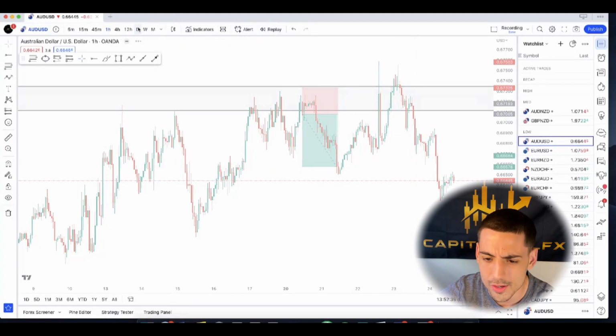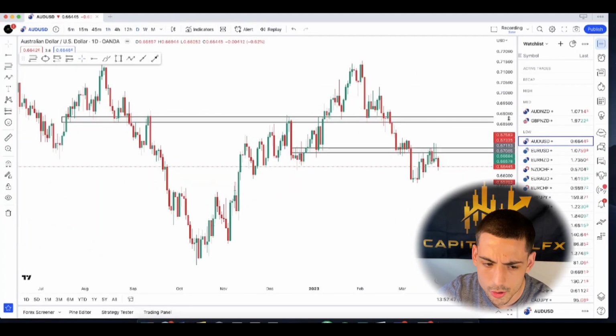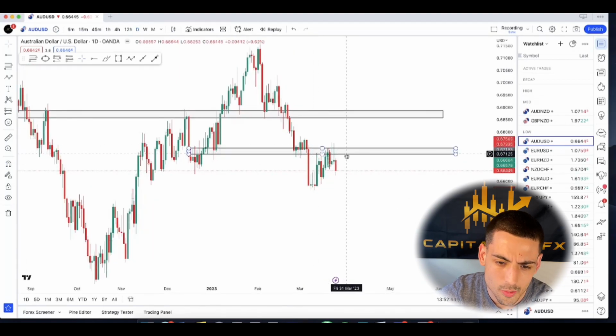Let's look in the future for AUD USD very quickly. We can see we still do have this significant horizontal level that price has reacted with.